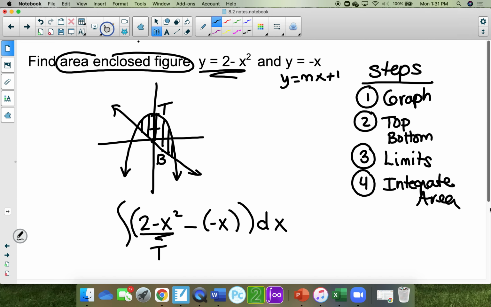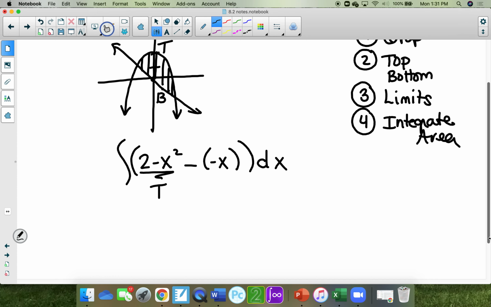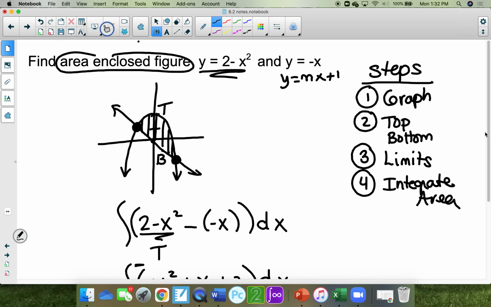Which is the same thing, I'm going to put them in the right order: the integral of negative x squared plus x plus 2 dx. Okay, the bad thing is I still have to find my limits. So how do I find my limits without a calculator? I would have to set the two equal to each other. 2 minus x squared has to equal a negative x.